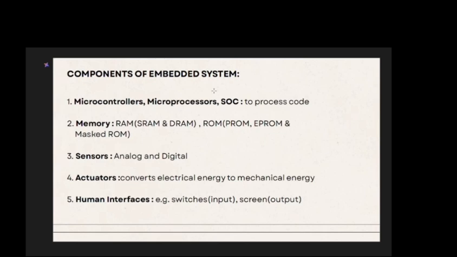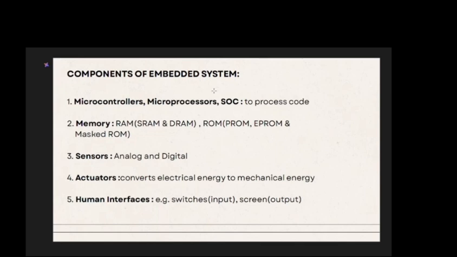Types: RAM for temporary data and ROM for permanent program code. Then we see sensors. These are the system's eyes and ears, which read information from the physical world like temperature or light. Types of sensor: analog and digital.